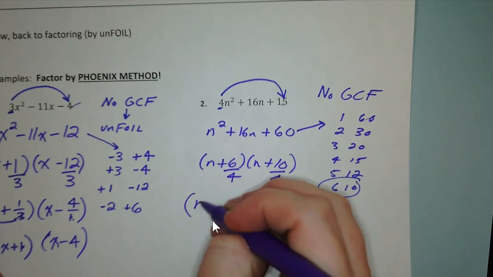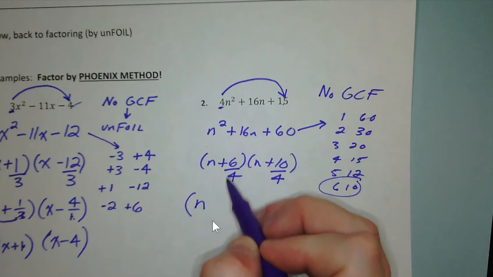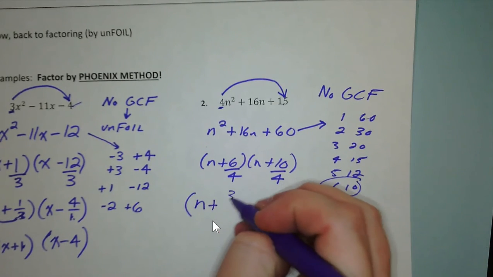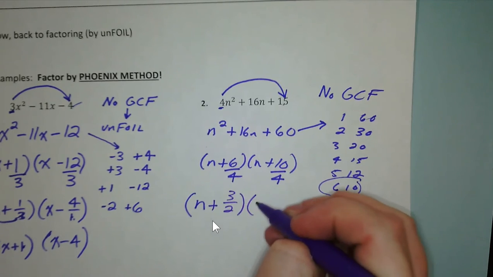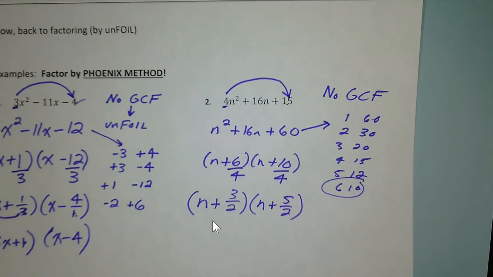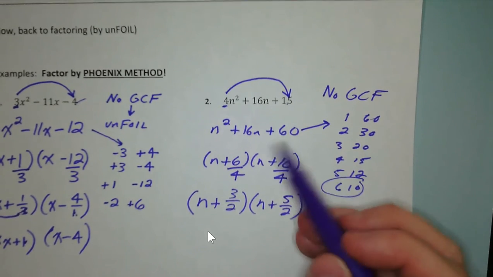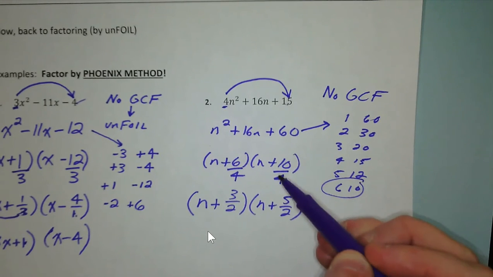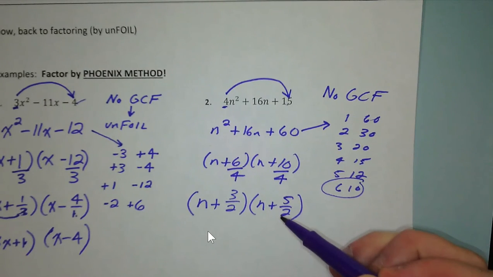And now what we do is we reduce the fractions if we can. And it turns out, people, that both of these fractions can be reduced. Okay? So put that in your pipe and smoke it here. So 6 over 4 becomes 3 over 2. And 10 over 4, I believe, becomes 5 over 2. Correct?